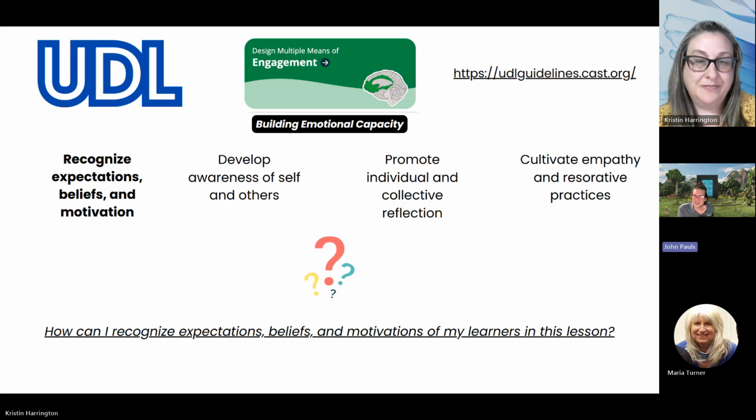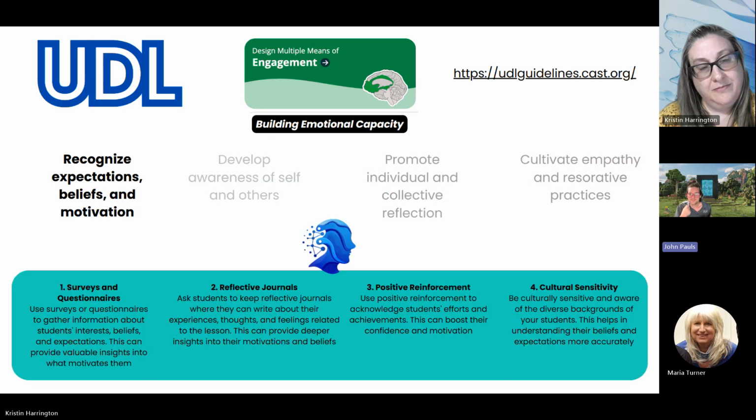And then our next area, building emotional capacity. This is in our designing multiple means of engagement under UDL. And the first area says recognize expectations, beliefs, and motivation. In that same conversation with Copilot, I continued. I said, how can I recognize expectations, beliefs, and motivations of my learners in this lesson? Let's see what Copilot said.